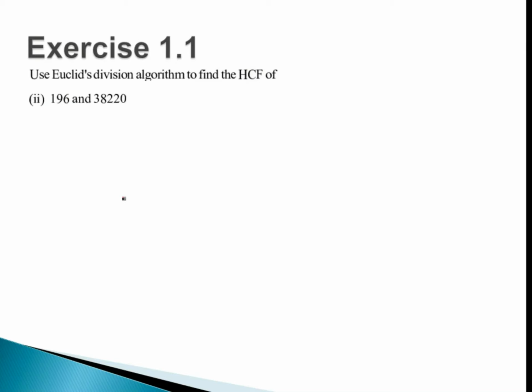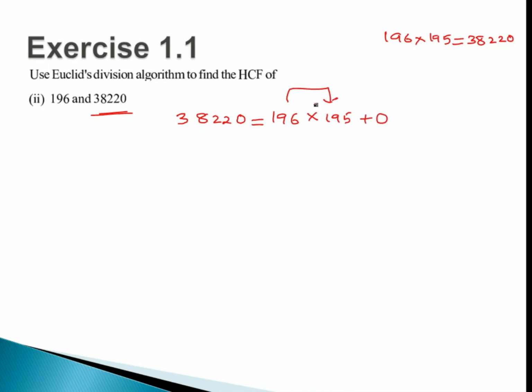Now, looking at the next one over here, you need to take only the bigger number, 3822, which equals 196 times something. When I'm doing 196 into 19, the remainder is 0, so I write 196 plus 0 as your remainder. Looking at these numbers, the highest number is 196. I hope this is also clear.